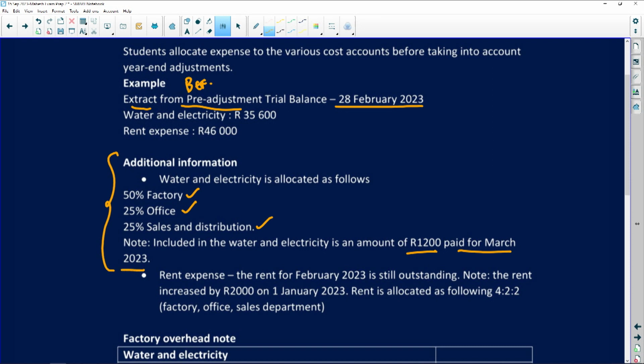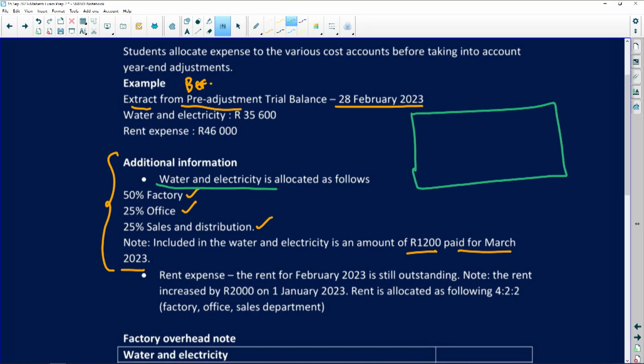And then the next bit of additional information deals with rent expense. But I think let's start off by focusing on the water and electricity. Right, so going back to what exactly is the error. So what we find, students, remember, with cost accounting, with manufacturing, you've got to take the cost and allocate it to the relevant sections or the relevant departments.